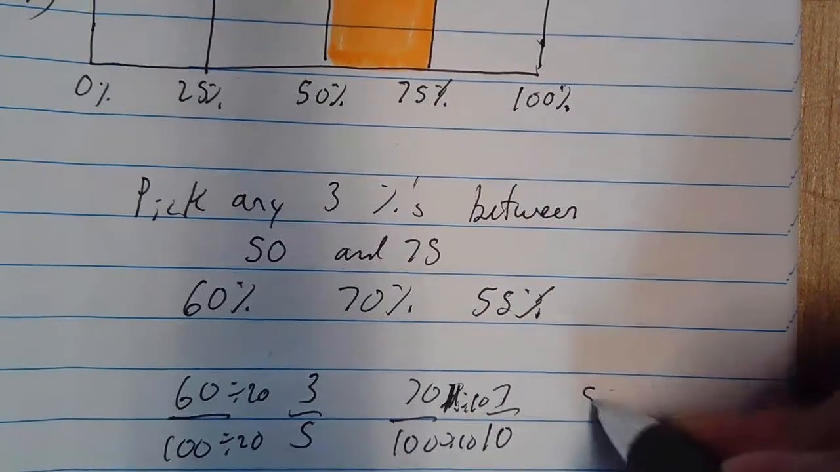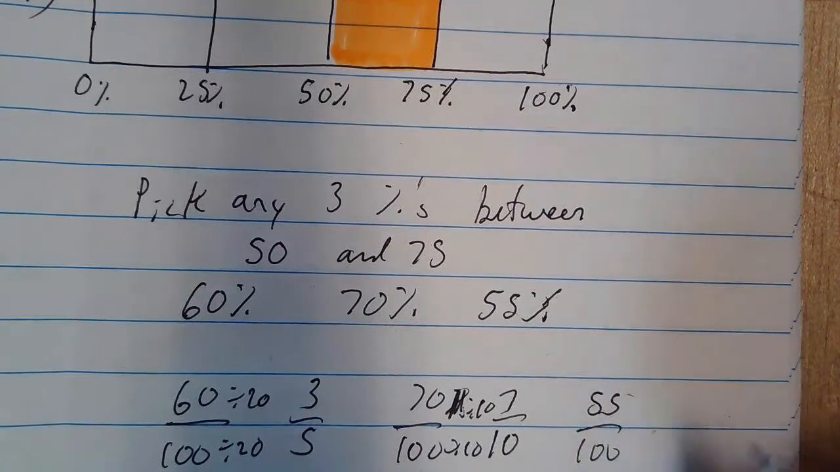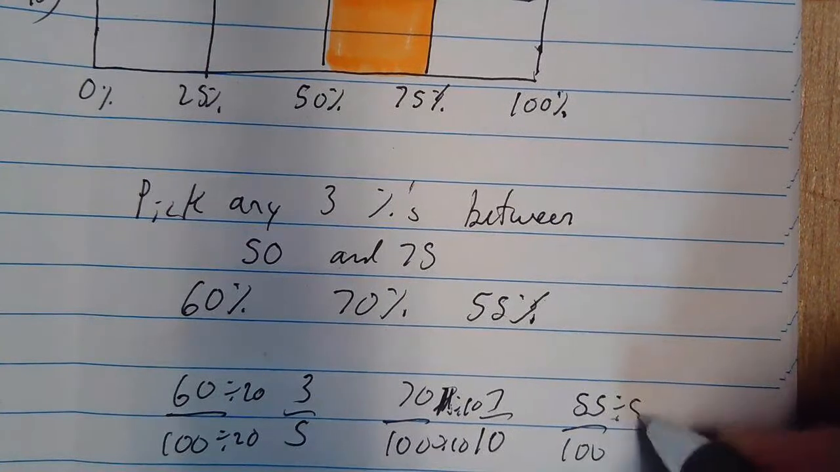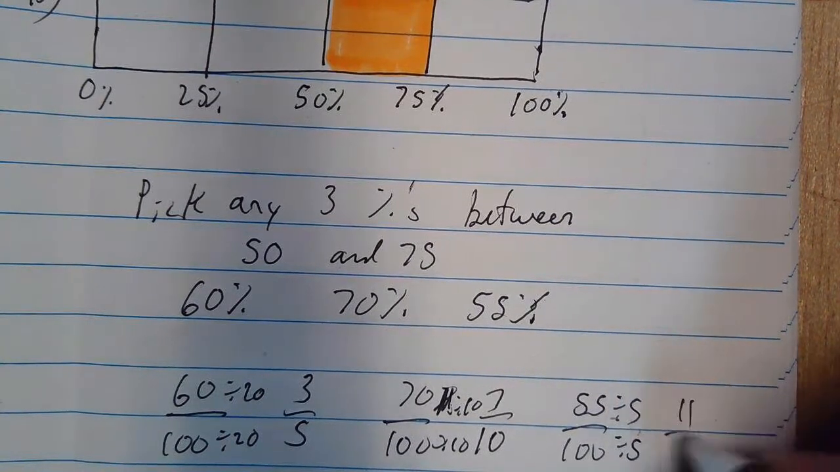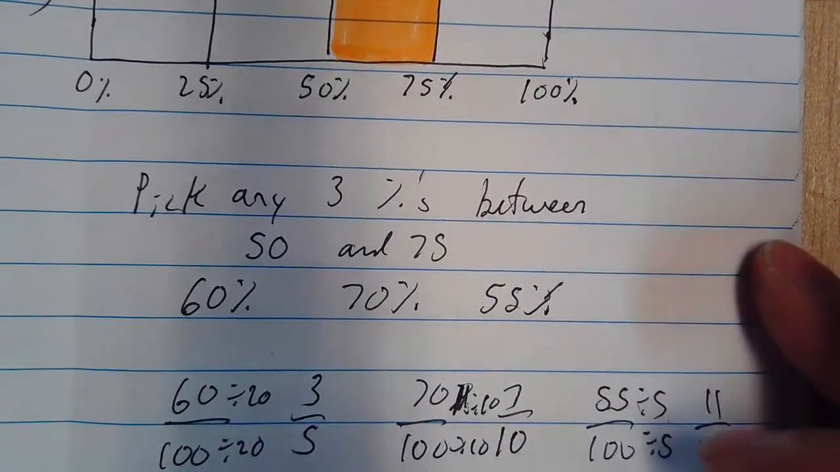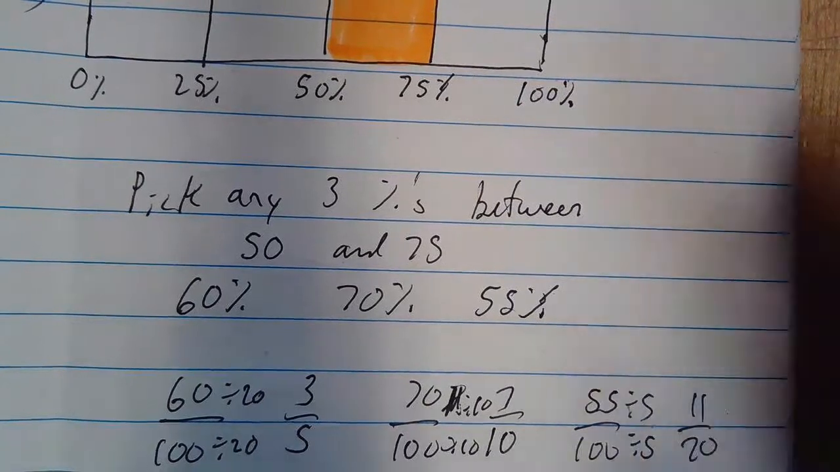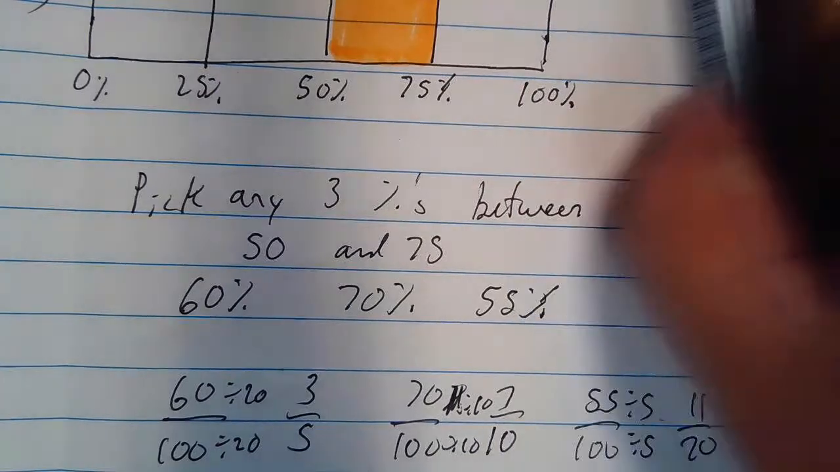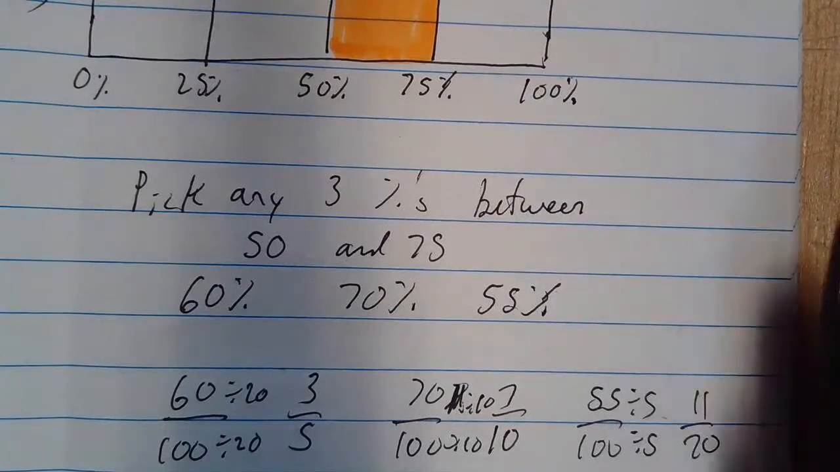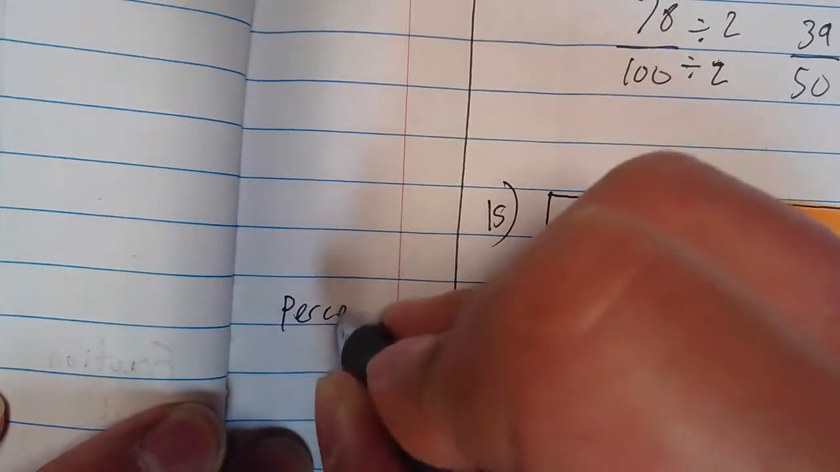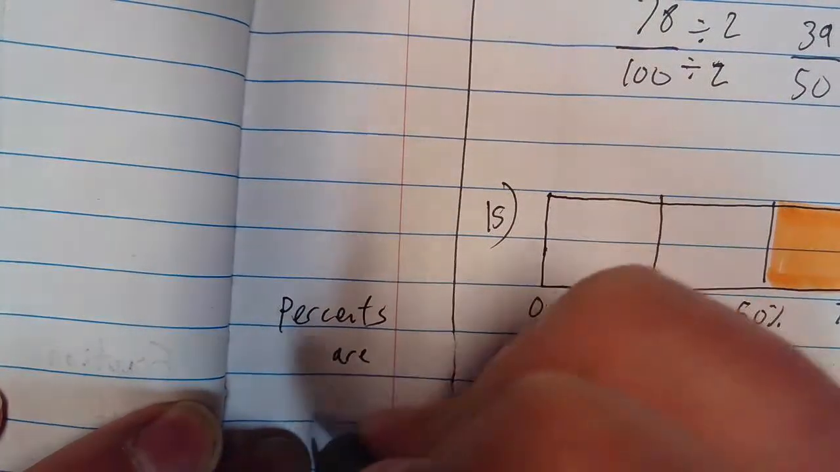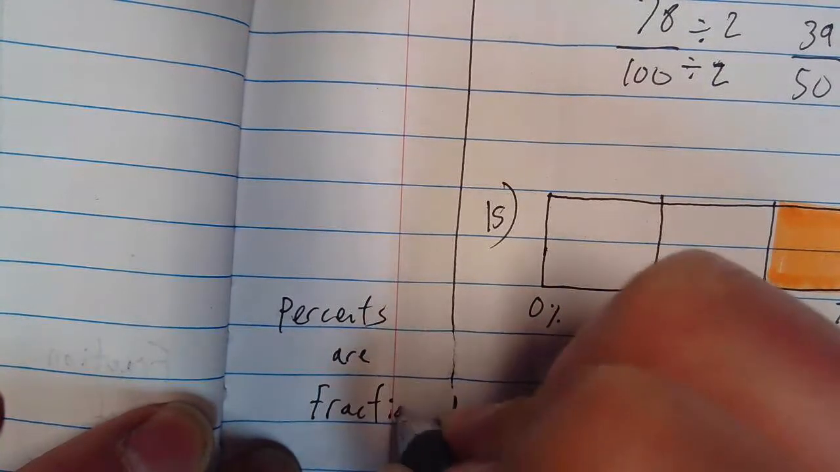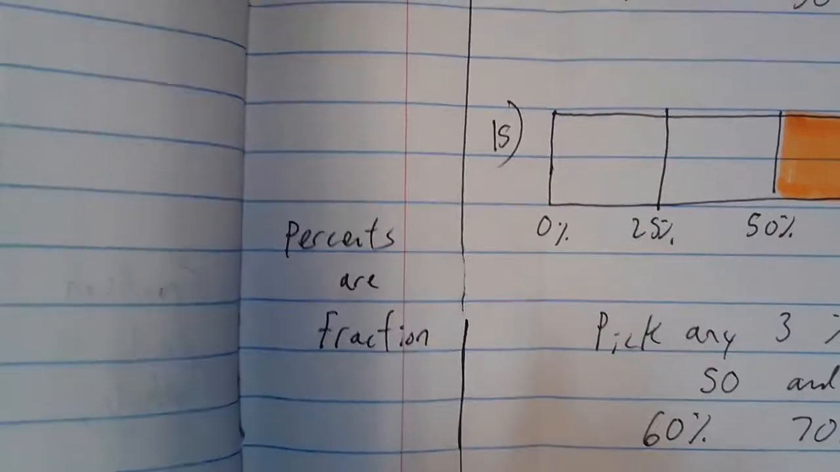And 55% would be 55 per 100. I can divide by a factor of 5. 11/20. And there's your answer. 3 percentages, 3 fractions. So remember, I'll even put on the sides: percents are fractions. Okay?